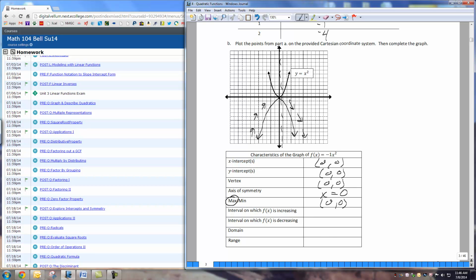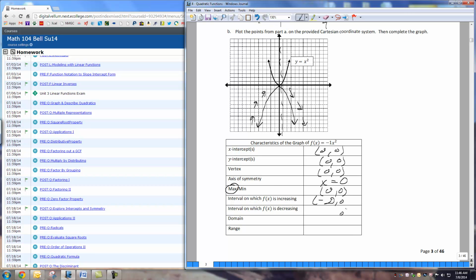So f of x is increasing over here, so from negative infinity to 0, and then it decreases from 0 to infinity. Our domain is still all real numbers, but our range changes. Now our range is just this area down here. So it's from negative infinity to 0, including 0.